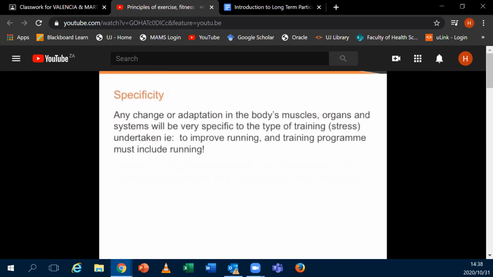Specificity. Any change or adaptation in the body's muscles, organs, and systems will be very specific to the type of training. To improve running, a training program should include running.